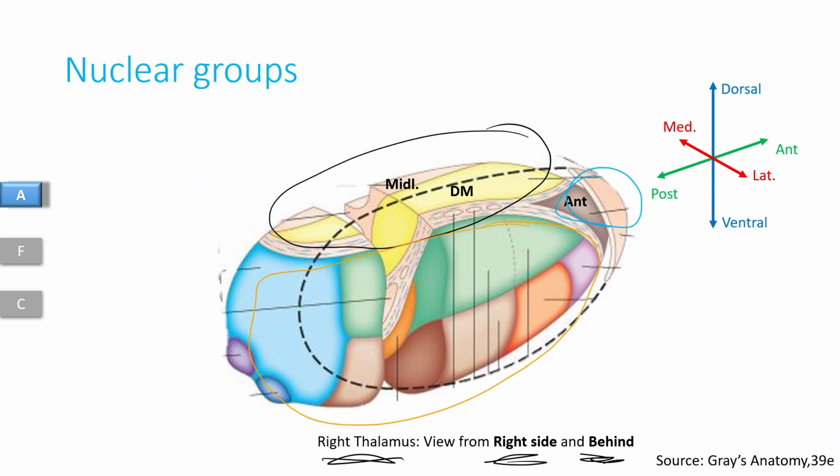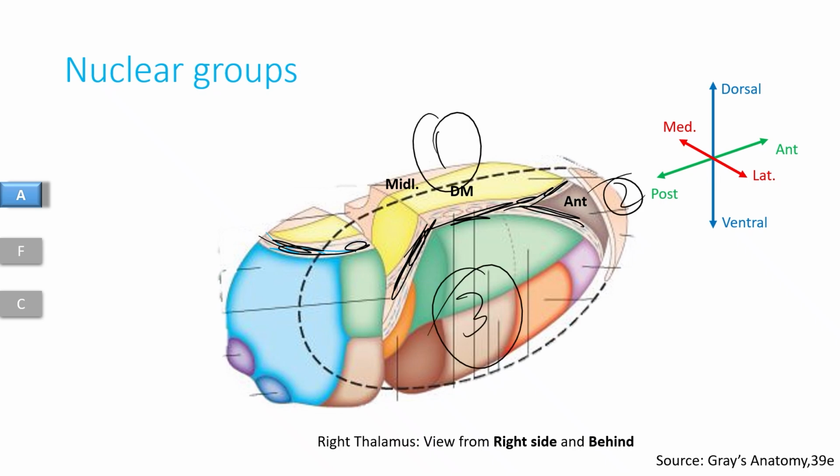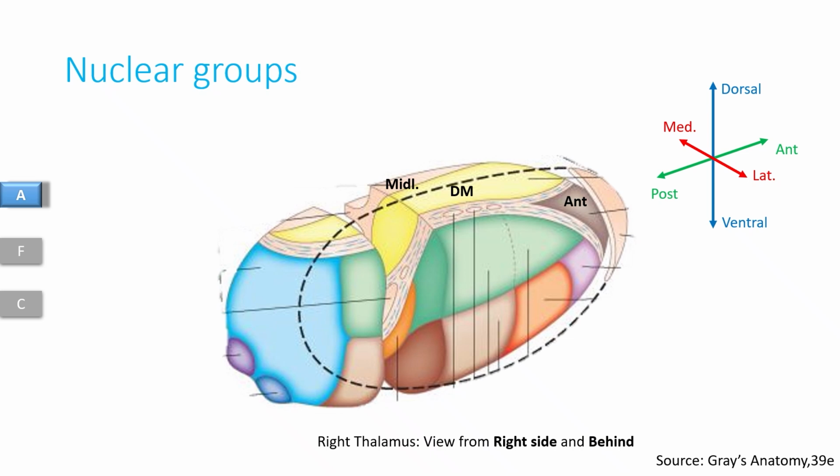Okay, these are the three groups of nuclei which are divided by this Y-shaped internal medullary lamina. Okay, I'll draw that here. This is the internal medullary lamina. I have just cut through the internal medullary lamina, and that is dividing it into 1, 2, and 3 nuclear groups. These are nuclear groups. That's how we study this.